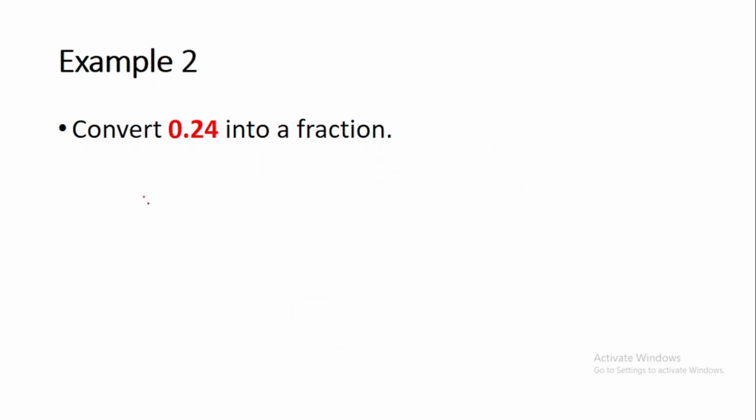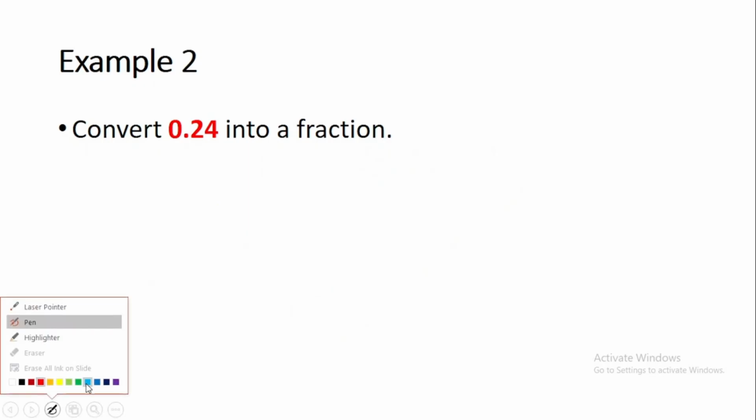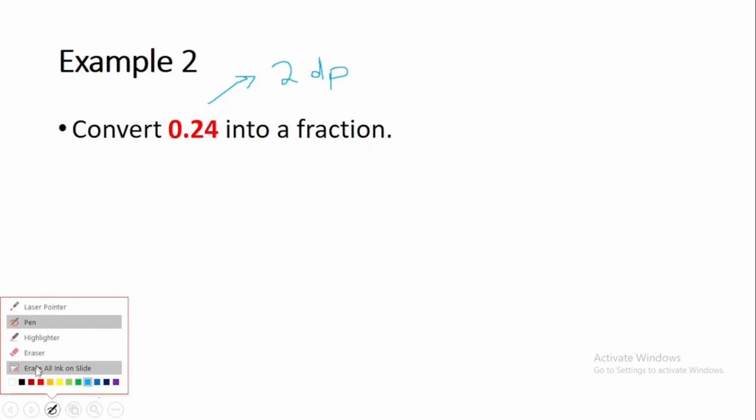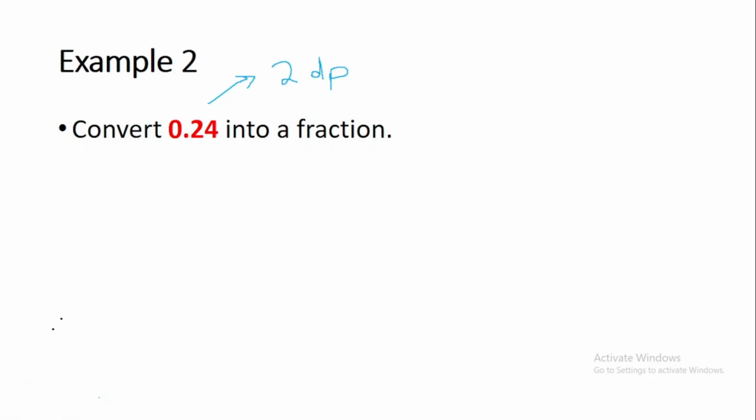So let's continue with example 2. Let's convert this right here. So we have 0.24, and looking at 0.24, I can definitely see that the number of decimal places is 2. So this is 2 decimal places. Because this is 2 decimal places, I'm going to have to multiply by a base 10 number with 2 zeros. So let me write that down.